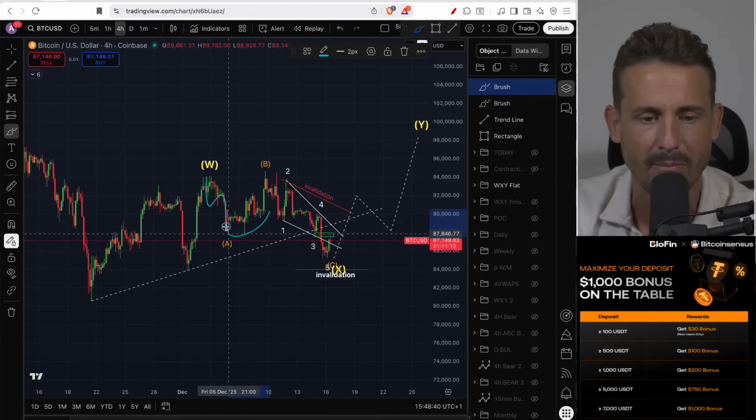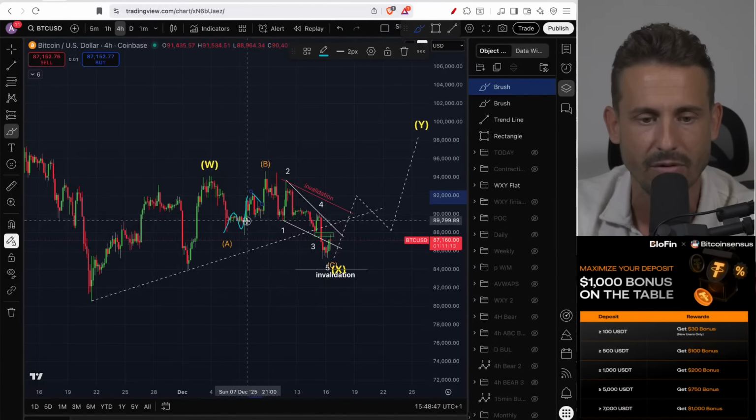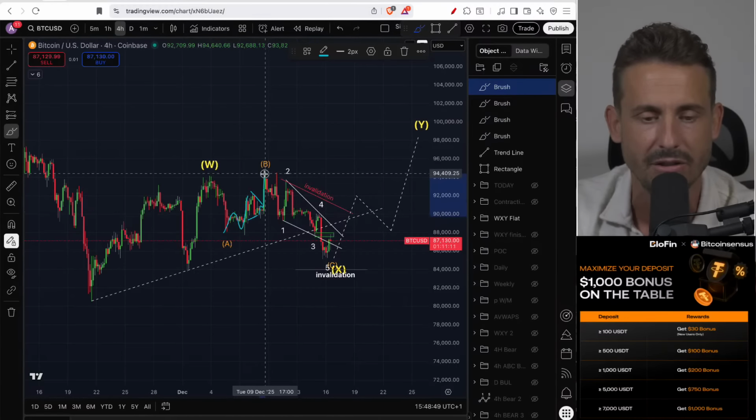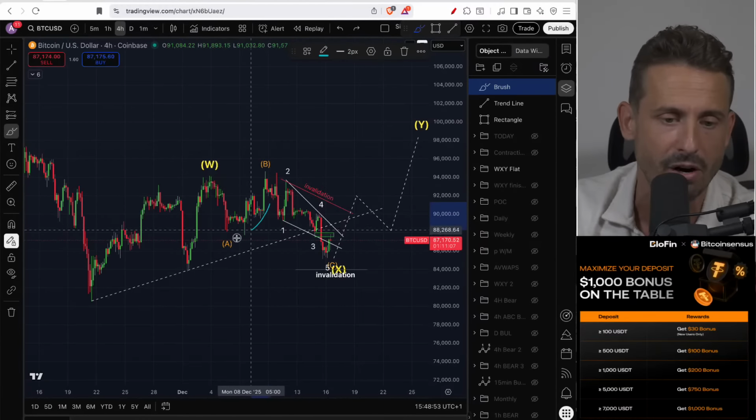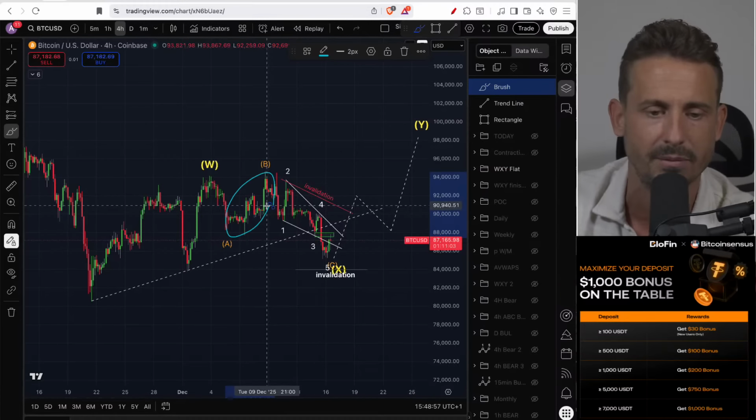Very, very complex 3-wave move to the upside here, which begins with a flat, then a triangle, and then a very sharp zigzag to the upside. Okay, very, very, very complex, I have to say, but it's more of a 3-waver to the upside, this movement here.